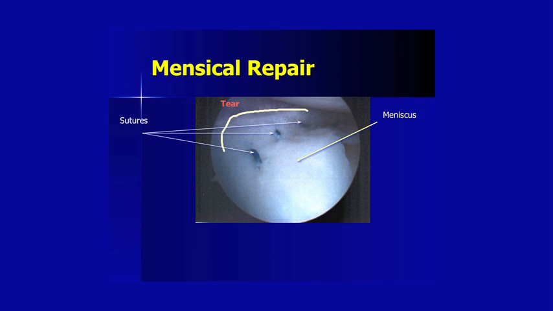The type of tears you can repair are the ones that are out here, where the only part of the meniscus that has good blood supply is the outer third. The inner two-thirds get their nutrition from the joint fluid. It's enough nutrition for it to survive, but not enough nutrition for it to heal. So people have tried repairing the inner ones, they never heal. So you just trim them, you don't try and repair them.